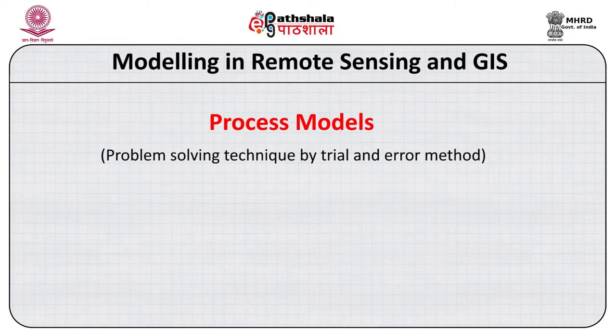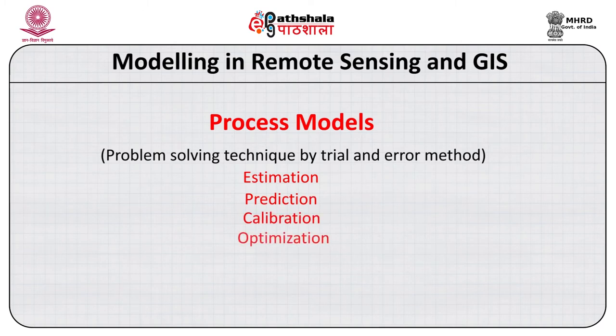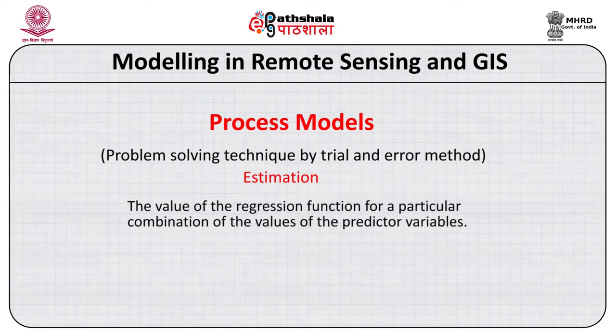to achieve the user's goal. Process models are used for following main purposes: estimation, prediction, calibration, optimization. So what is estimation? The goal of estimation is to determine the value of the regression function for a particular combination of the values of the predictor variables.